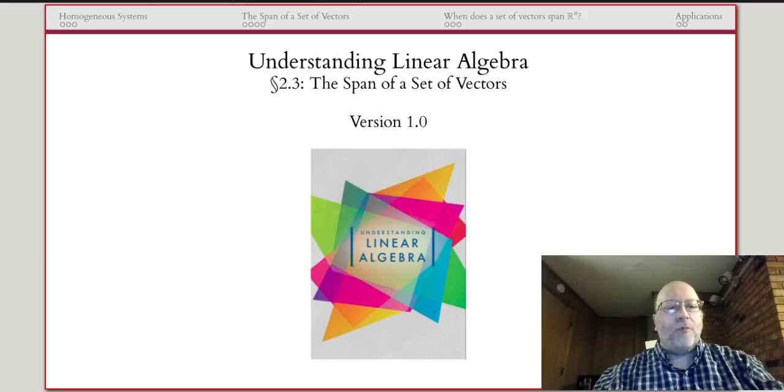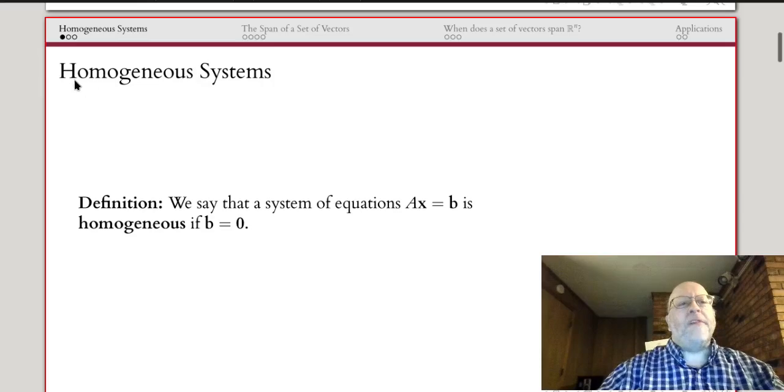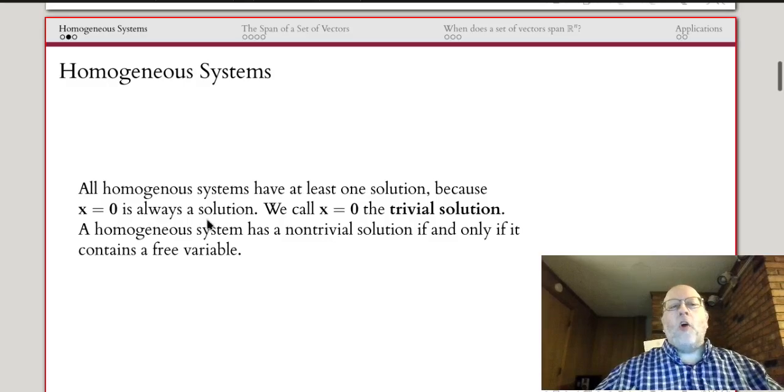This is section 2.3, the span of a set of vectors. We're going to start with the definition. A system is homogeneous if the constant part of the system is equal to the zero vector. All of the constants are zero. All homogeneous systems have at least one solution because we can always plug in zero for the inputs and get an answer. Let me show you an example real quick.